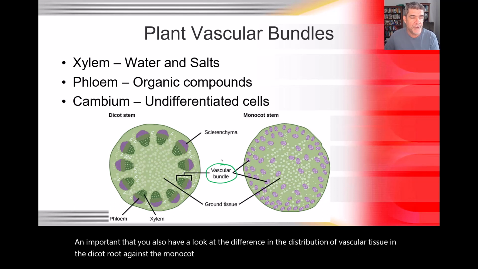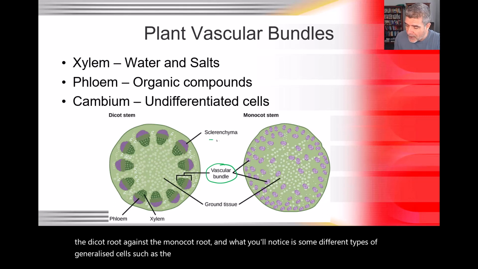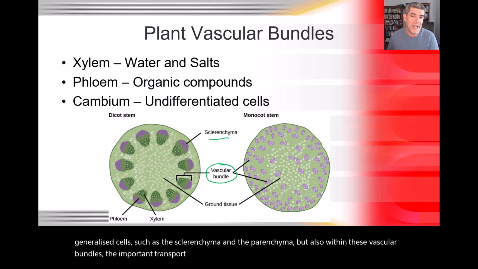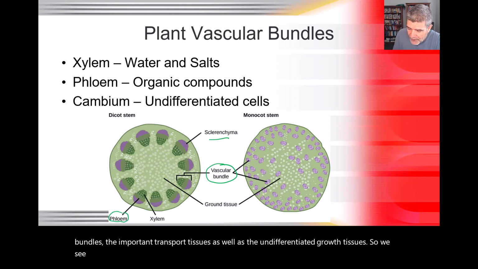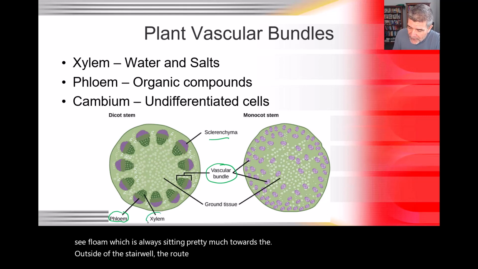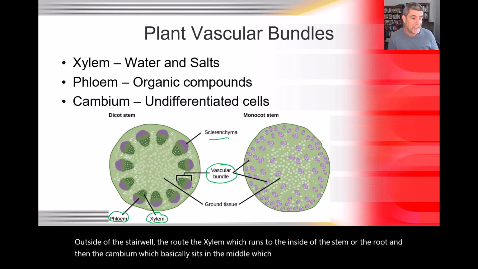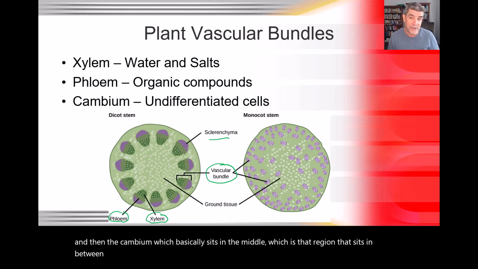And what you'll notice is some different types of generalized cells such as the sclerenchyma and the parenchyma, but also within these vascular bundles, the important transport tissues as well as the undifferentiated growth tissues. So we see phloem, which is always sitting pretty much towards the outside of the stem or the root, the xylem, which runs to the inside of the stem or the root, and then the cambium, which basically sits in the middle, which is that region that sits in between the xylem and the phloem. That is a form of lateral meristem.